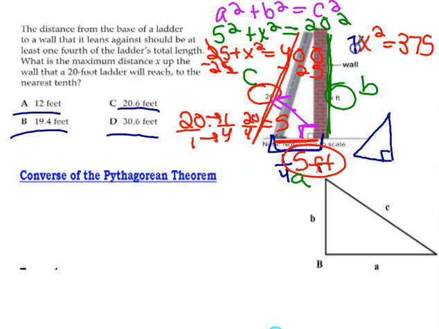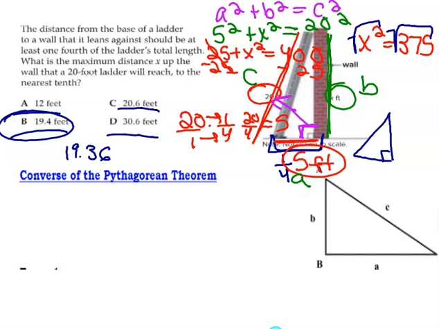So what do I need to do? Square root both sides. So find the square root of 375, and I've got 19.36. Well, what is the closest to that? That's B, 19.4 feet.